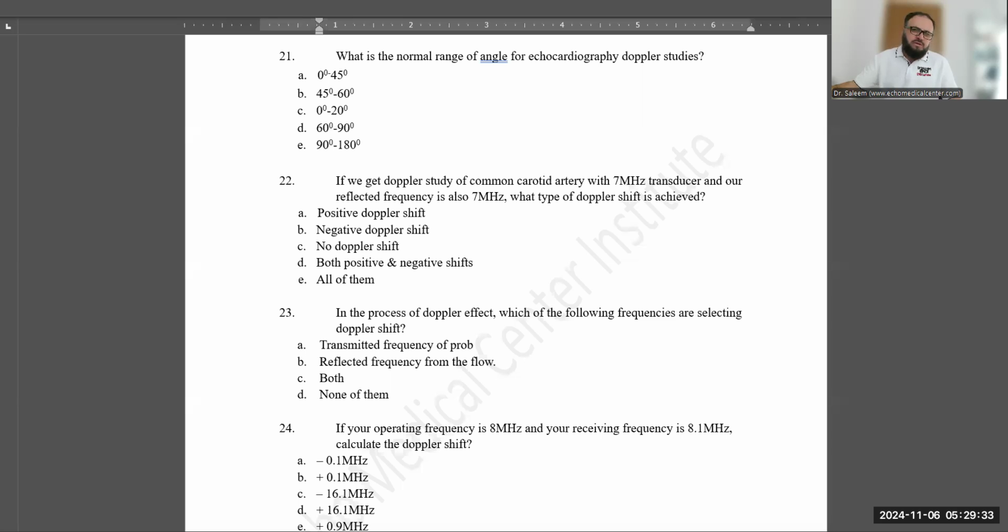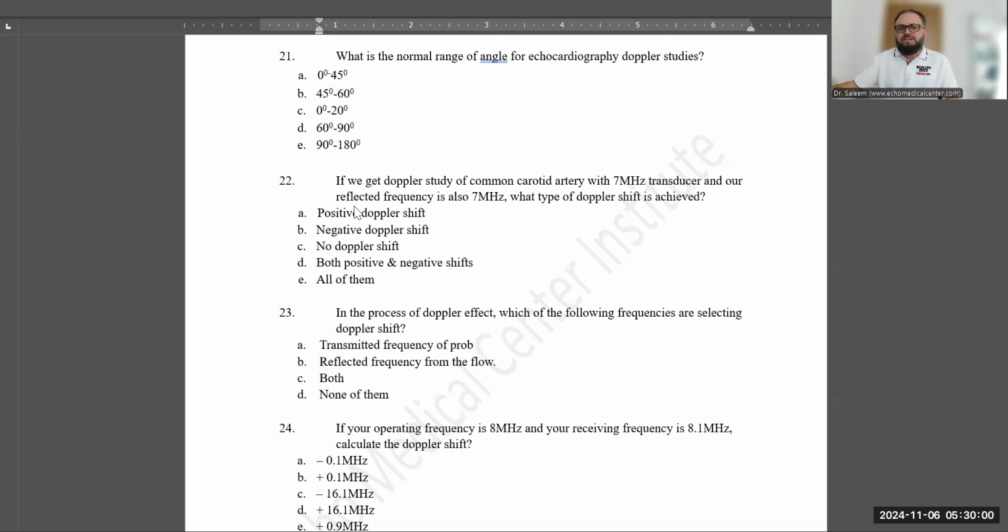Let's discuss some more questions to make our SPI examination for the registry exams easier. Let me share the screen with you and discuss a few more questions. Okay, so here is the question. It is asking what the normal range of angle is for echocardiographic Doppler studies. What do you think? What is a good range? Correct. Exactly. C is the correct answer. From 0 to 20. But the best angle will be to try to make it 0 degree.